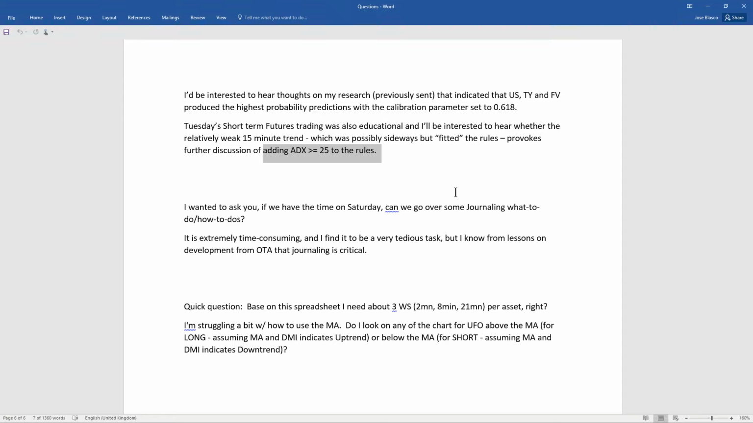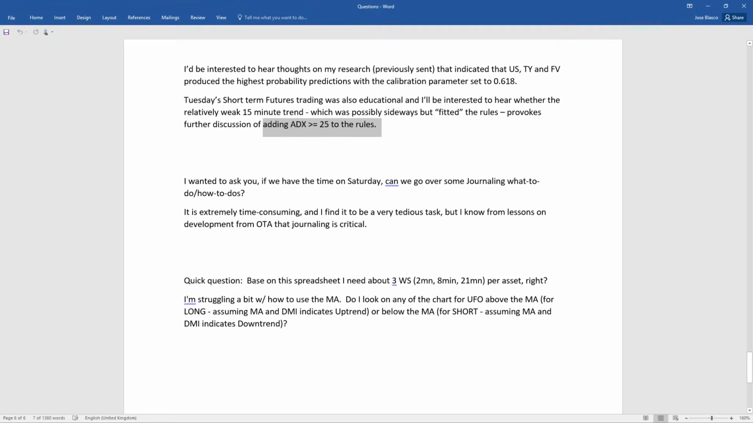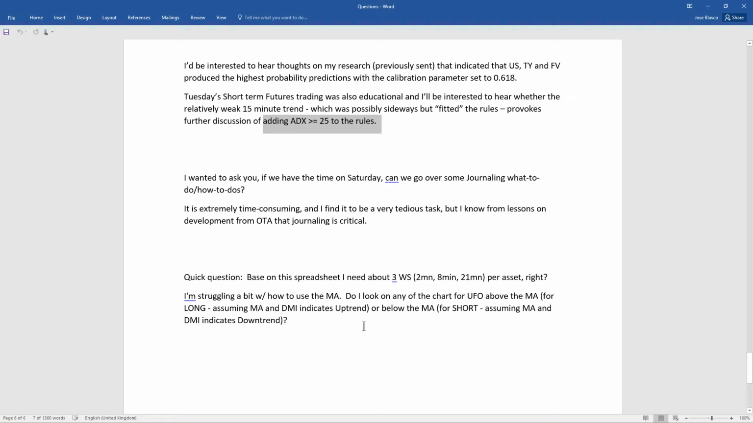Guys, a quick question. Based on this spreadsheet, I need about 3 workspaces per asset, yes. I'm struggling a bit with how to use the MA. Do I look at the chart above for long, assuming enter?